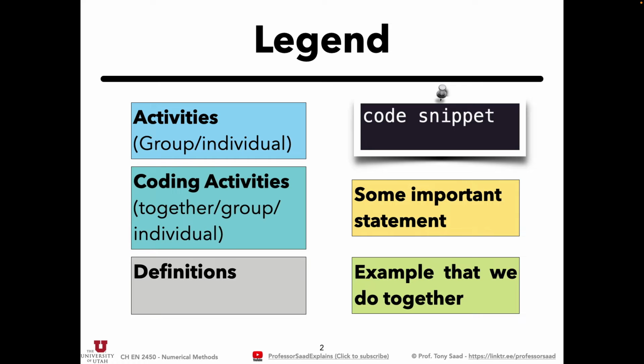A gray box designates a definition that you need to take into consideration as you study. This upper code snippet over there has this nice coding font to it. So those are code snippets. Boxes in yellow have some important statement, and boxes in this slightly different color, it looks almost like the same yellow, but it's green, are an example that we do together in class.